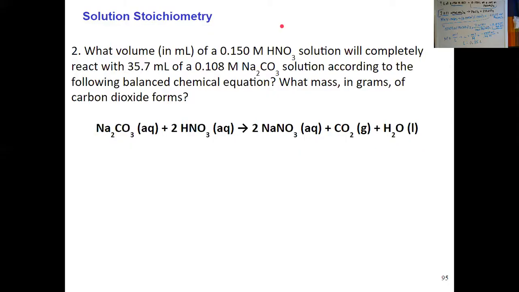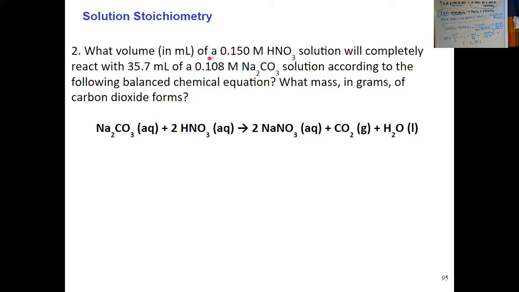Okay, let's look at another question. What volume in milliliters of 0.150 molar HNO3, which you know is nitric acid, solution will completely react with 35.7 milliliters of a 0.108 molar sodium carbonate solution according to the following balanced chemical equation? What mass in grams of carbon dioxide forms? So this is a two-part question. We cannot answer both of these questions in one step. We're going to have to take them one at a time.